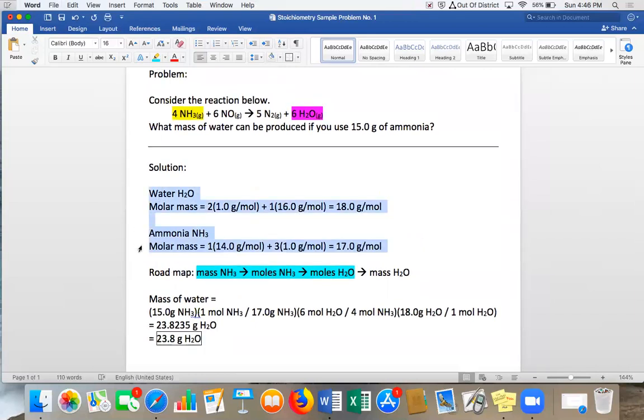Okay, so there is the overall solution. So this was to determine the molar mass of the substances of interest. This is the overall plan. So I'm just going to highlight all of this. We did all of those steps. And then here's the actual work for converting from mass of ammonia all the way to mass of water. And here is the final answer.